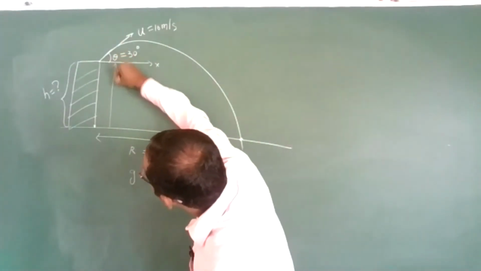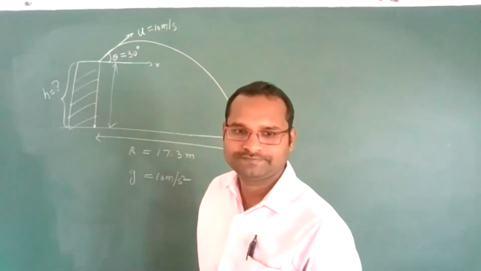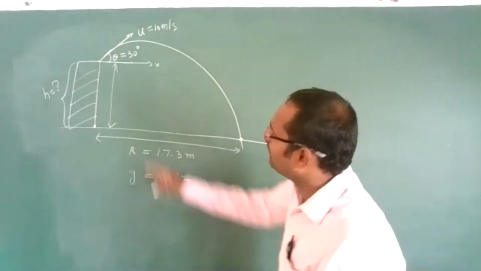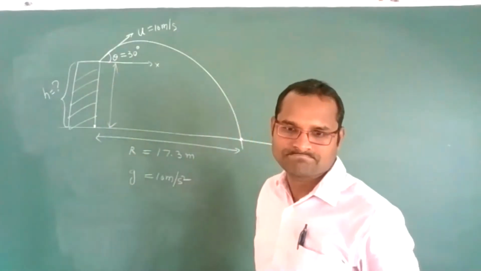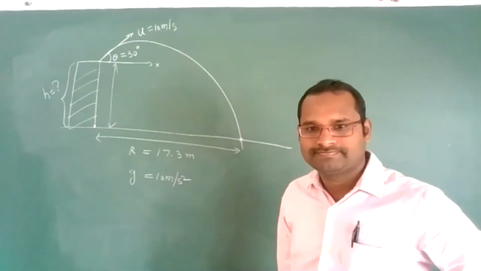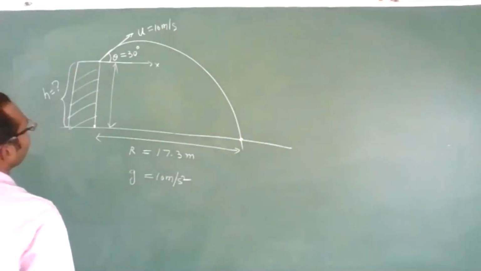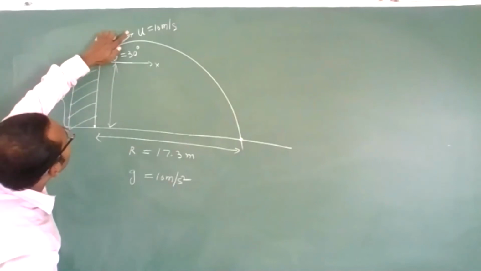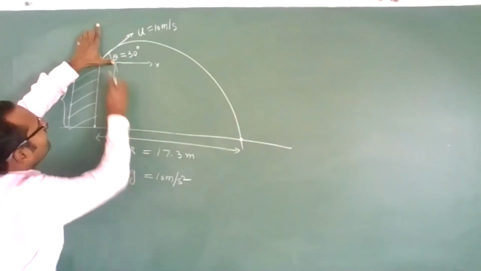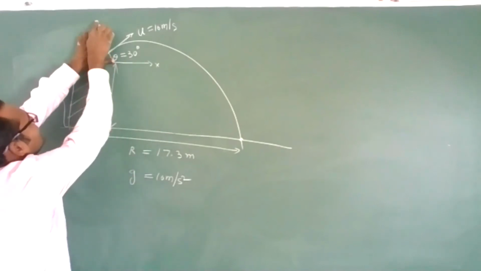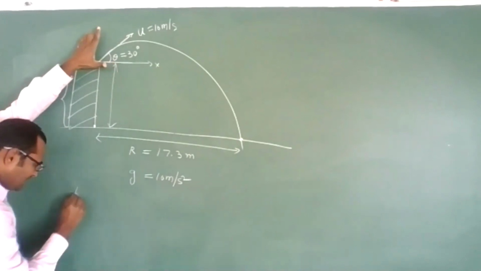Vertically, how much distance does the particle have to travel? H. Yes, vertically this much displacement the particle has to travel. Clear? Now see, this velocity we can resolve into two components, one along the x-axis, one along the y-axis, because this velocity is making angle theta.